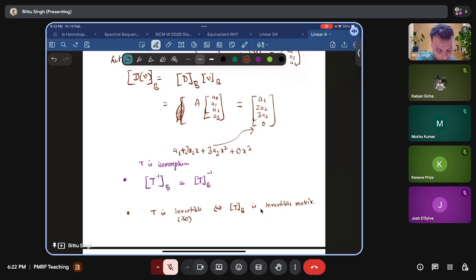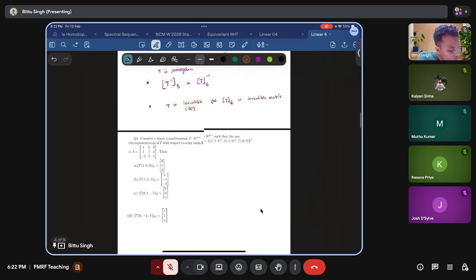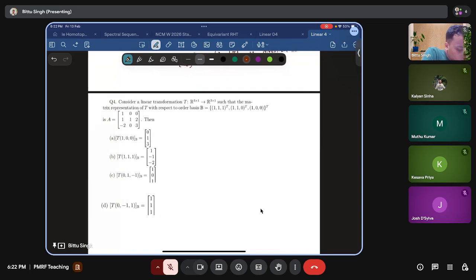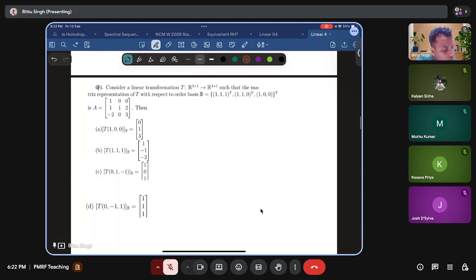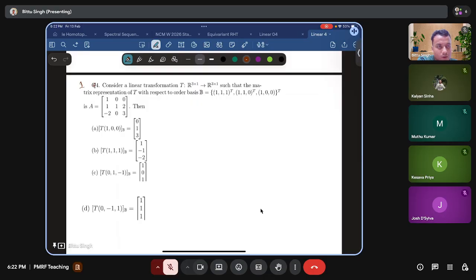Now let us solve some problems. In the first question, T is a linear transformation from R3 to R3, and its matrix representation with respect to the basis B is given by the matrix A. Now we need to find those T.